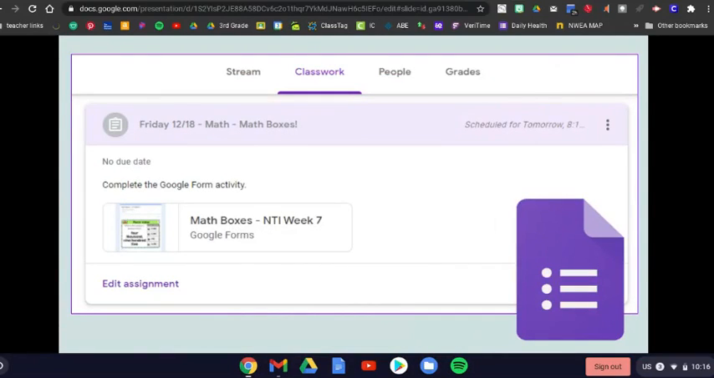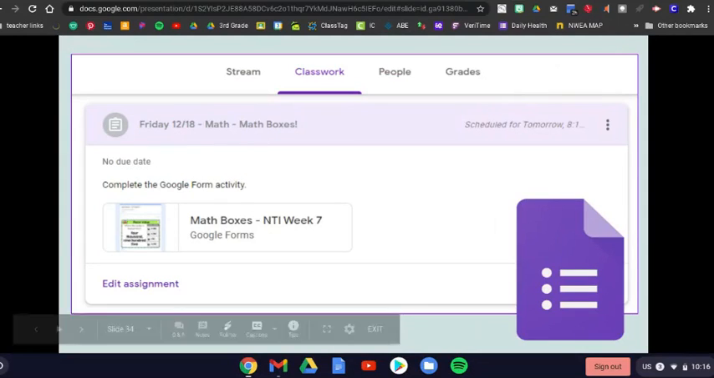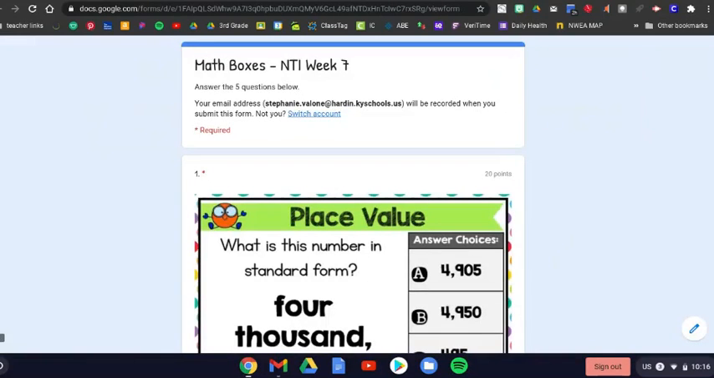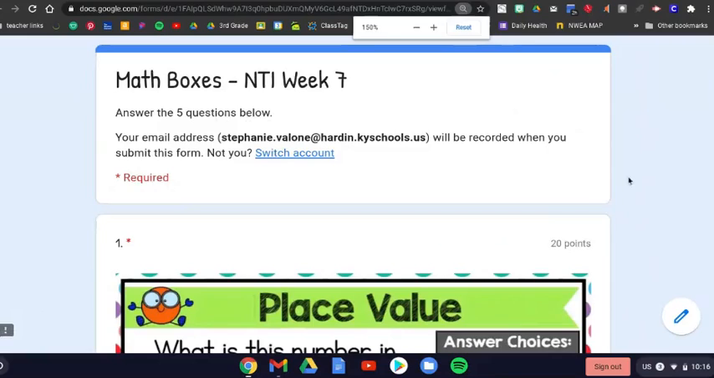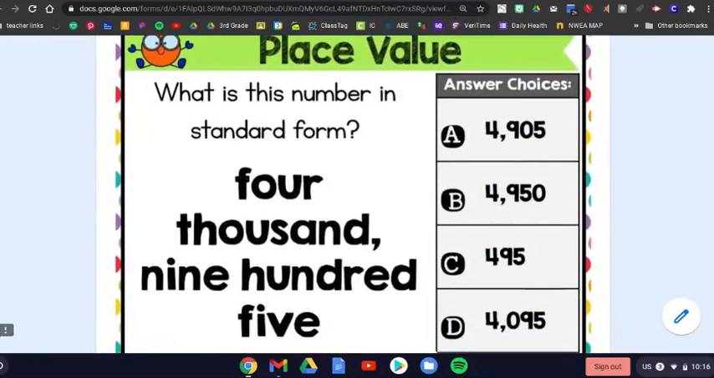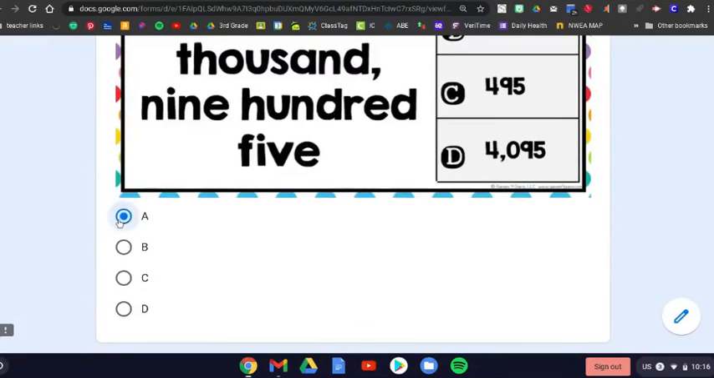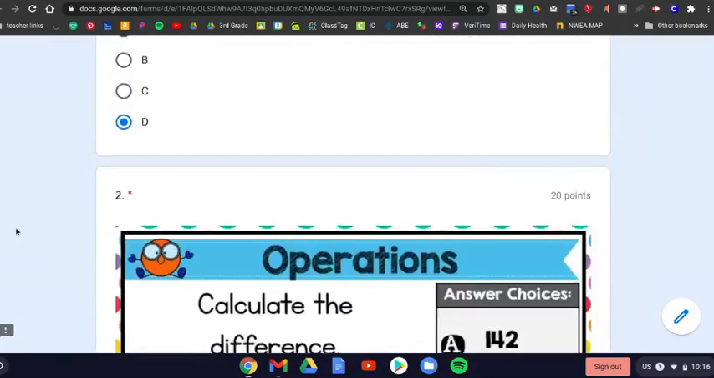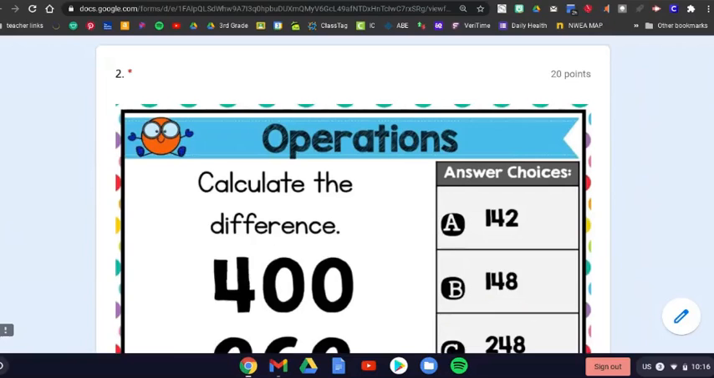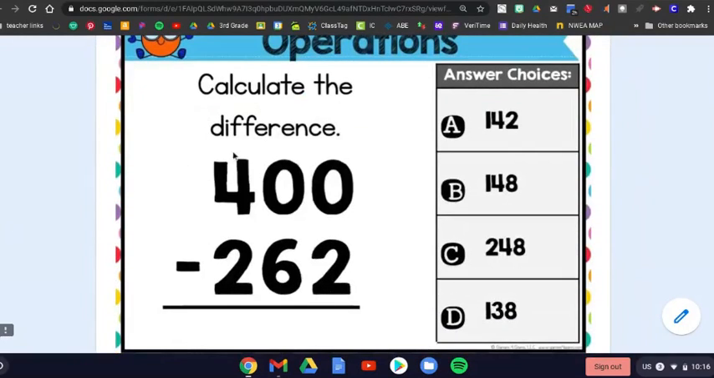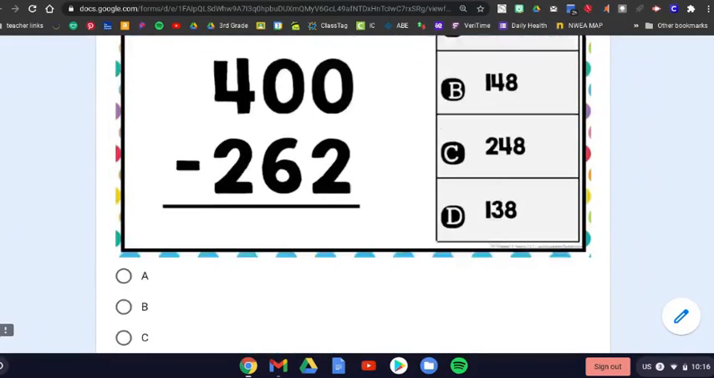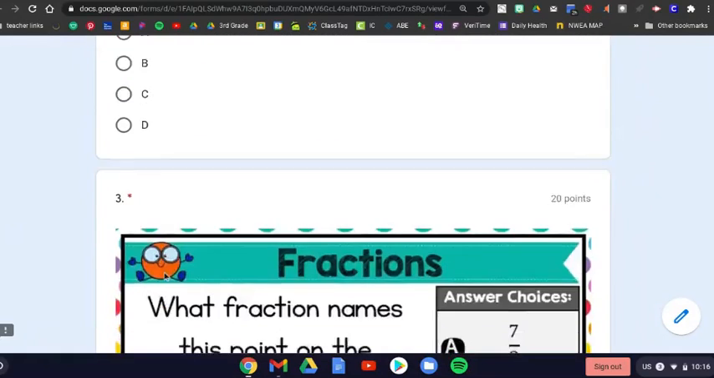Math boxes in the Google Classroom, live right now. Click on the form. Number 1, place value. What is the number in standard number form? Read the number, find the letter, choose the letter that is correct. Click into the blue so you can scroll and go on to number 2. Number 2, get some scrap paper to calculate the difference. How do I subtract this problem? Pick your answer, A, B, C, or D, and go on to number 3.